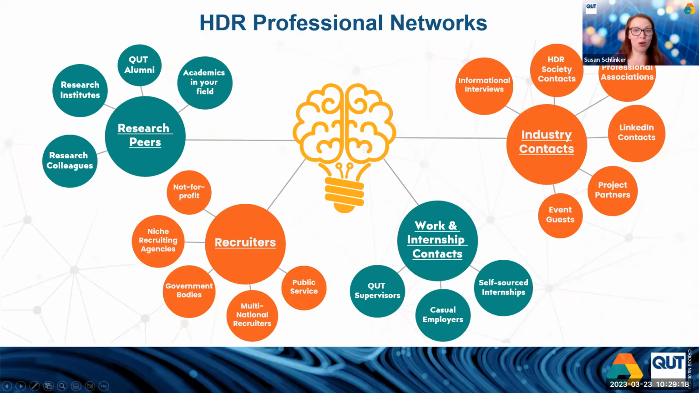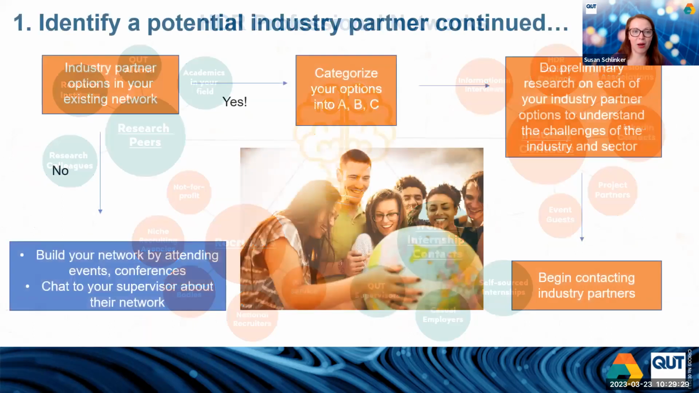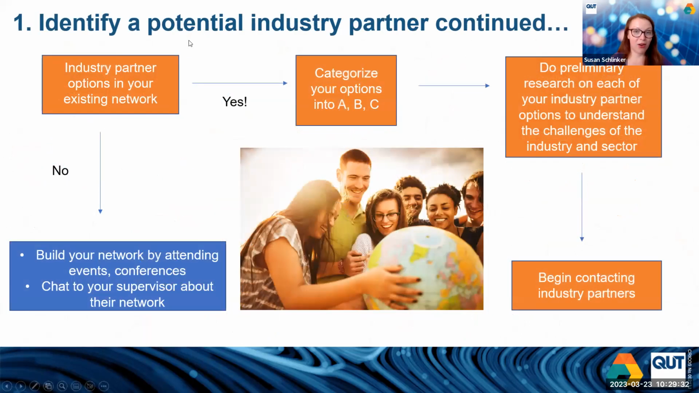So this is something that you can work through after the session and really make an extensive list for yourself on who is in your network and who you could potentially approach as a prospective industry partner. So now I've got a little bit of an adventure map for you. So this is what we've done, and this is what I would encourage you to continue doing after the session, having a look at the industry partner options in your existing network. So if you're in a position where you think, Susan, that minute, nothing came to mind, I have no idea, I have no network, I don't even know.